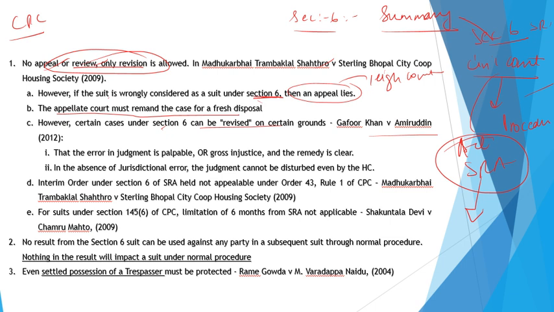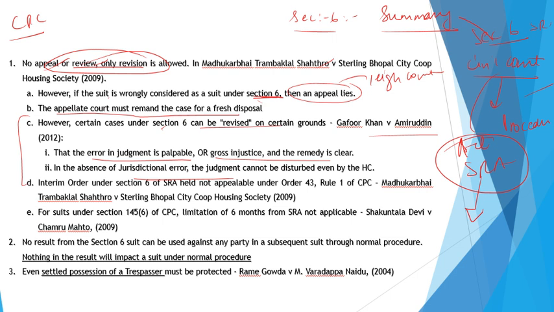In this case, it was mentioned, Ghafoor Khan versus Amiruddin. This case was mentioned where the error in judgment is palpable, there is gross injustice and the remedy is clear. Jurisdictional error, as I told you, jurisdictional errors in section 6 is not used. You cannot approach, then the judgment cannot be disturbed even by the High Court. Then basically these are certain grounds on which a revision can be filed.